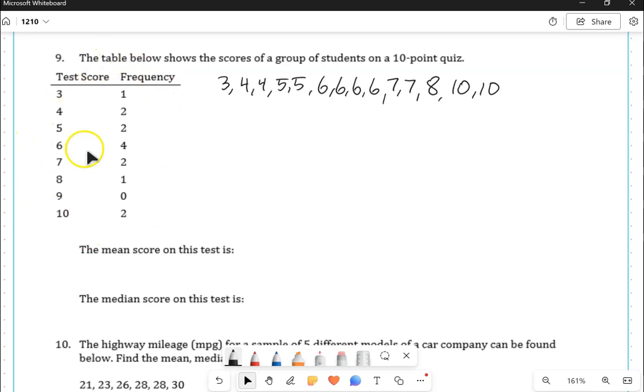Being able to go from a frequency table to the original data is very useful. It's not necessary, but it's useful. Being able to go from the original data to a frequency table is also something that's very useful and sometimes even on tests. All right, the mean, this is the mean one where you have to do all the work, add all these up and divide by how many there are. Now, if you add up the frequencies, 1 plus 2 plus 2 plus 4 plus 2 plus 1 plus 0 plus 2, that will be the total number of scores.